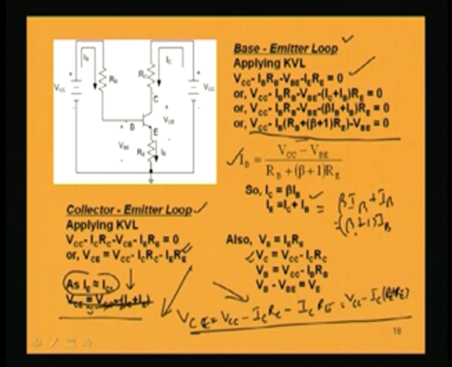And what is the voltage at B? That is VB, which equals VCC minus IB RB. Or again I can write another expression for VE, which is VB minus VBE, equal to VE. So, this also I can write. All these voltages and currents I can find out in this circuit.